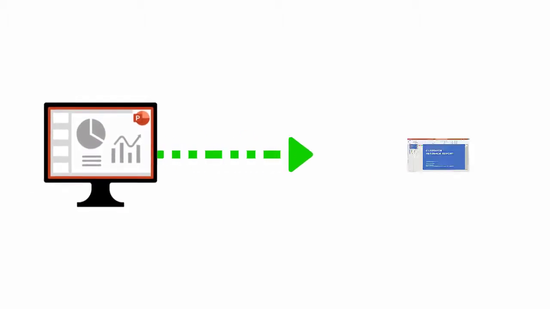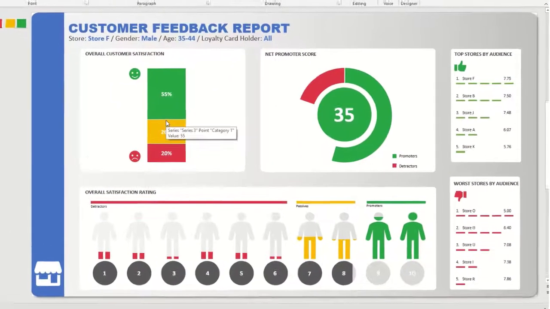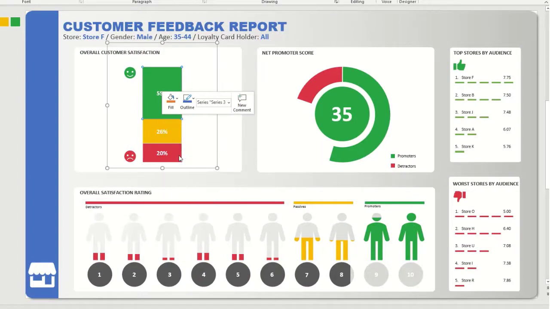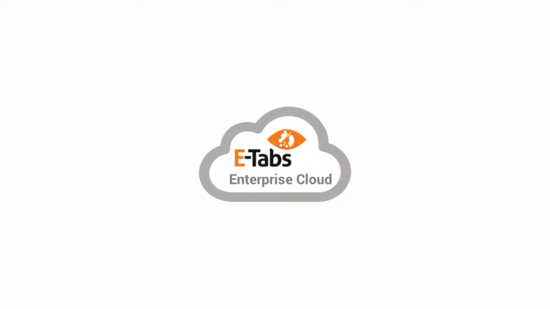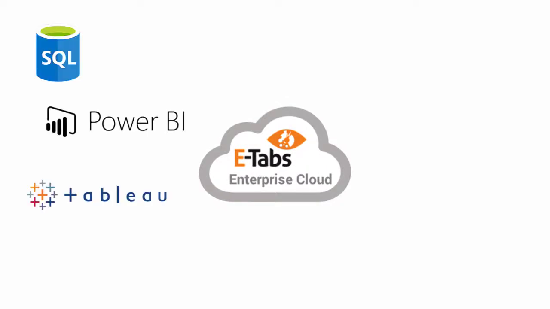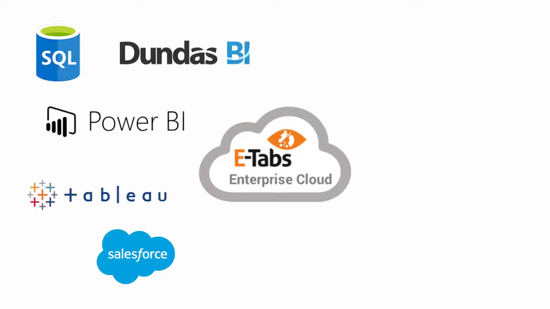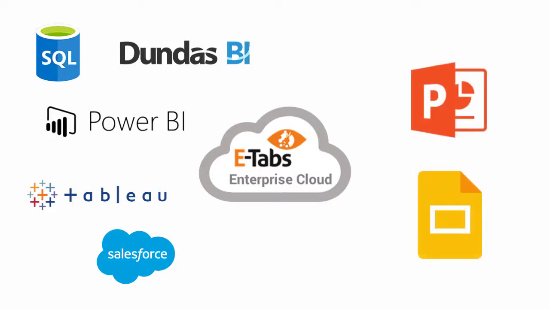Have you been struggling to find a suitable PowerPoint export from your dashboard, where the charts are not just images, but editable native objects? Enterprise Cloud is a cloud-based report automation platform that can accept data from anywhere and then populate a fully editable native PowerPoint or Google Slides deck.